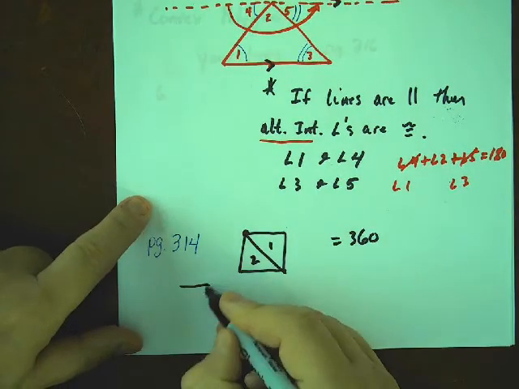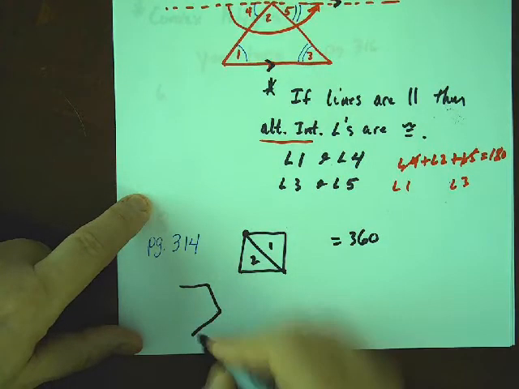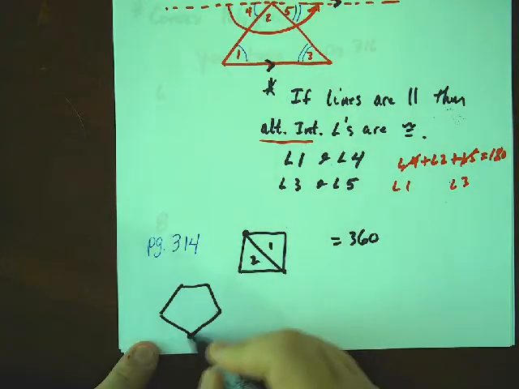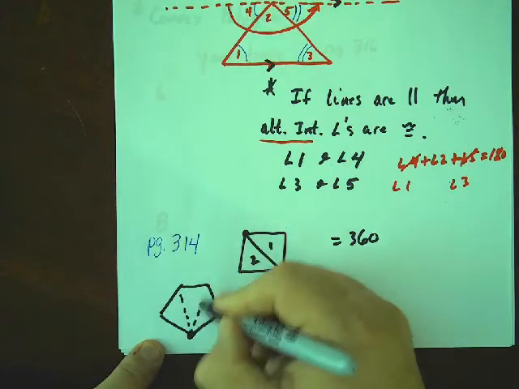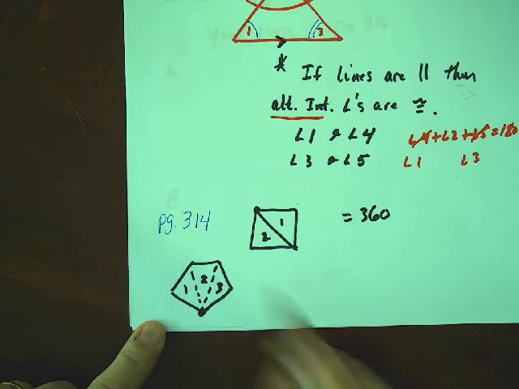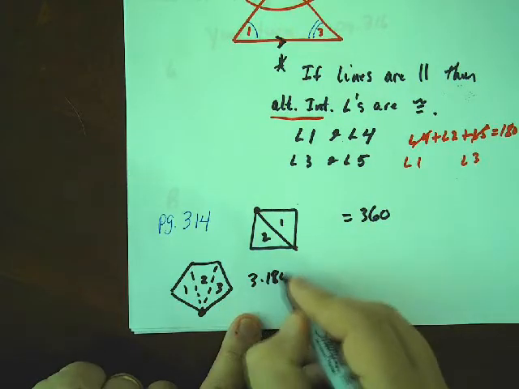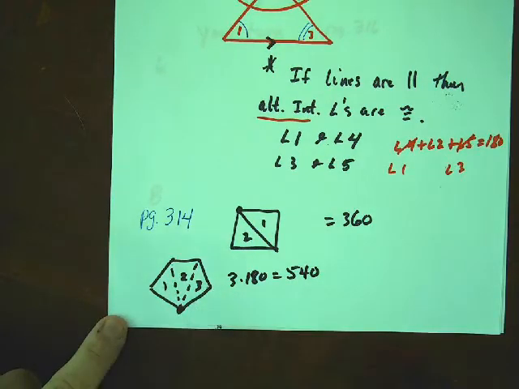Let's say we look at a pentagon. 1, 2, 3, 4, 5. We do the exact same thing. We go from one vertex. And how many triangles do we have? We got 1, 2, 3. And so 3 times 180 means the sum of all of the angles in that pentagon is 540.